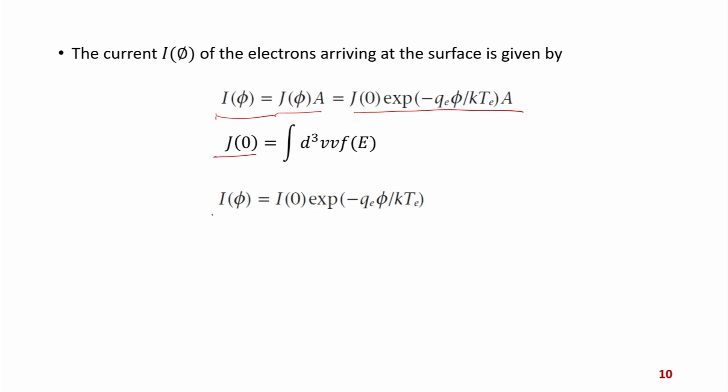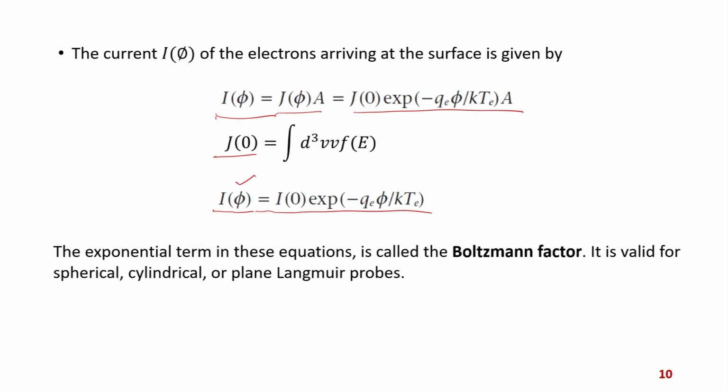So, I can write my I(phi), that is the current when the potential is phi, and this current is given by this expression, from these equations as well as the equations which I have given in the previous slide. This exponential term is called the Boltzmann factor, because it has come from the Maxwell-Boltzmann distribution function. And whatever expression we have derived is valid for spherical, cylindrical, and this type of geometry whenever you consider the probe.